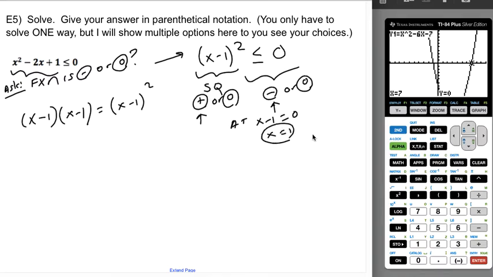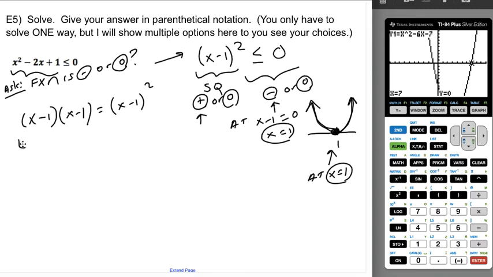So it turns out that what you're going to get is a graph that looks like this. It's a smile that equals 0 at 1 and goes back up, right? Well, since you're asked when is this thing negative or 0, the answer is that at x equals 1 is the only time that this thing is either negative or 0. Now, that's one way to do it.